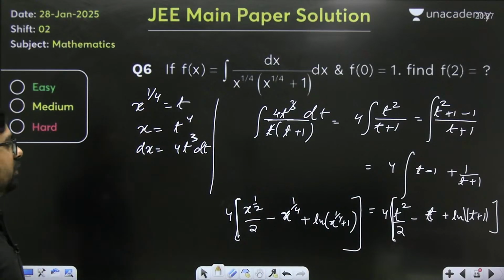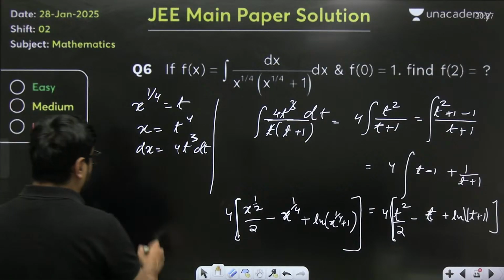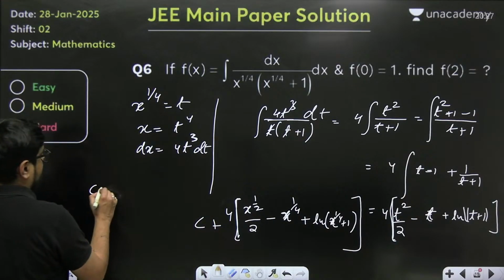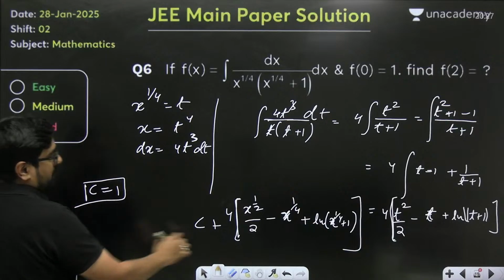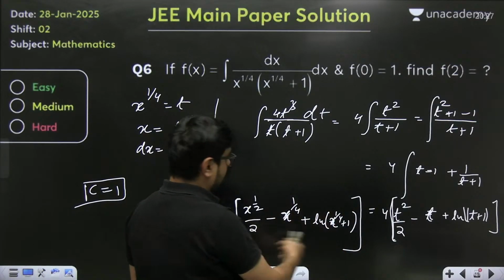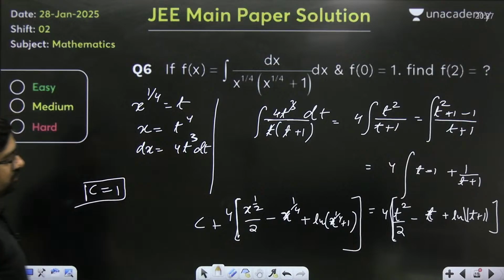Now here f of 0 is given to me equal to 1. That means this plus c, obviously. That means c came equal to 1, because this entire thing will be 0. This will be ln of 1, so this entire thing will become 0. Right? So c will directly come out to be equal to 1.